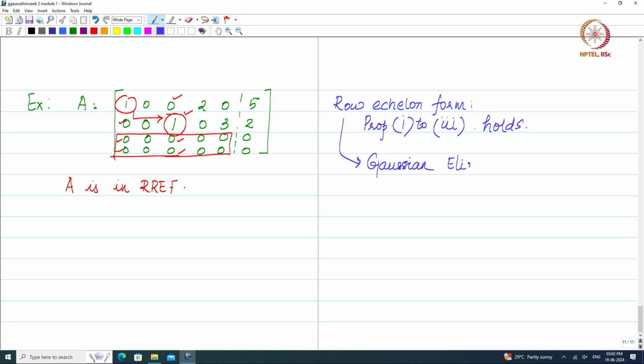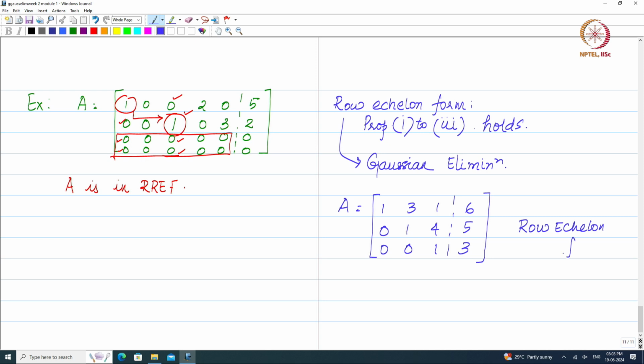Matrix A, 1, 3, 1, 6, 0, 1, 4, 5, 0, 0, 1, 3 is in row echelon form.